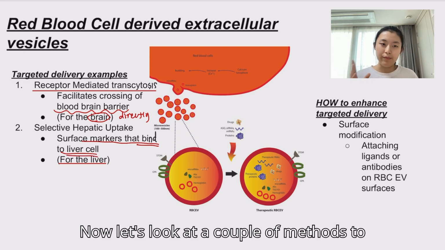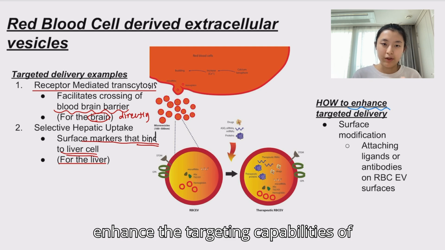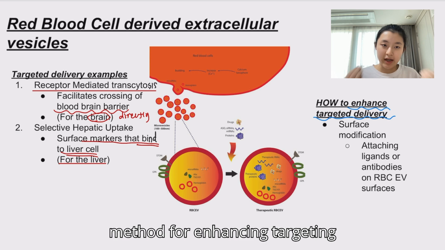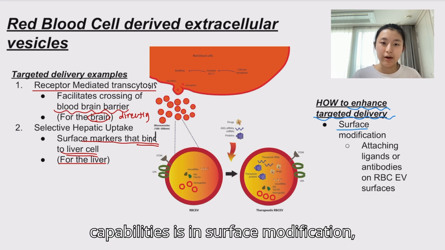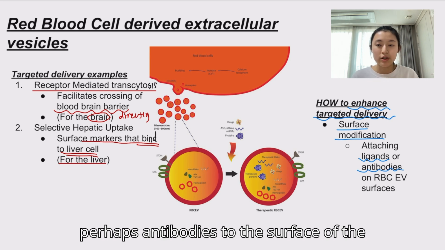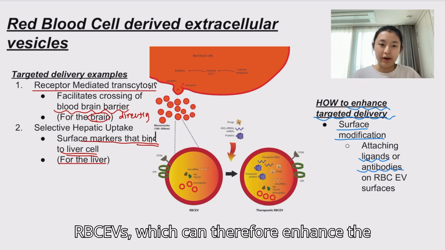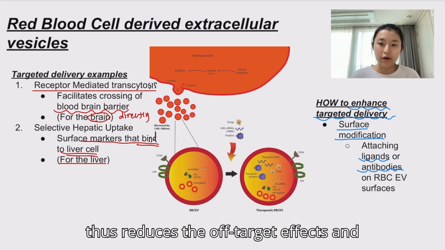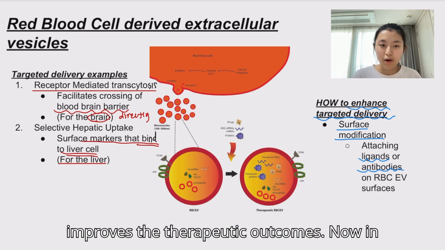Now, let's look at a method to enhance the targeting capabilities of these RBCEVs. The most common method is surface modification, wherein we attach ligands or antibodies to the surface of the RBCEVs, which can enhance the specificity for target cells, thus reducing off-target effects and improving therapeutic outcomes.